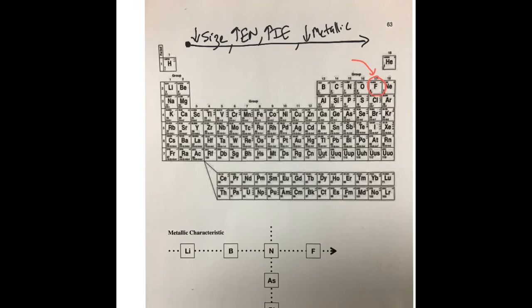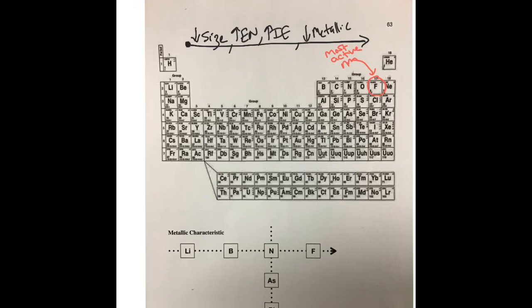Fluorine is a nonmetal, and it is considered the most active nonmetal compared to all other nonmetals in groups 1 through 17. Okay, so now trying to write down some trend ideas here.